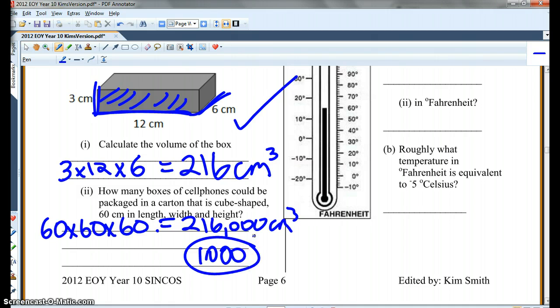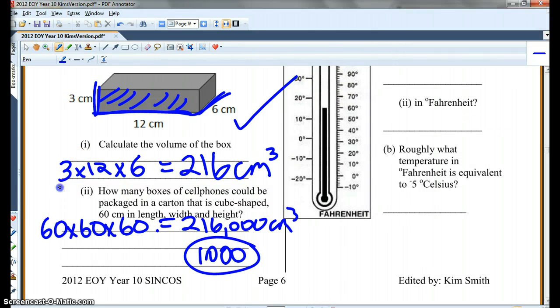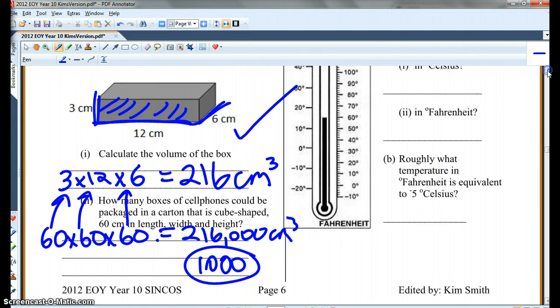Let's have a look at 60 divided by 3. If we go 60 divided by 3, we'll get 20 that way. 60 divided by 12, we'll get 5 that way. And 60 divided by 6, we get 10 that way. So this only works because we can get nice, neat, tidy rows that way. There won't be any leftovers. If these numbers weren't so neat and tidy, it wouldn't actually be that simple, and you might actually have empty space. So for excellence questions, explaining that would be important.